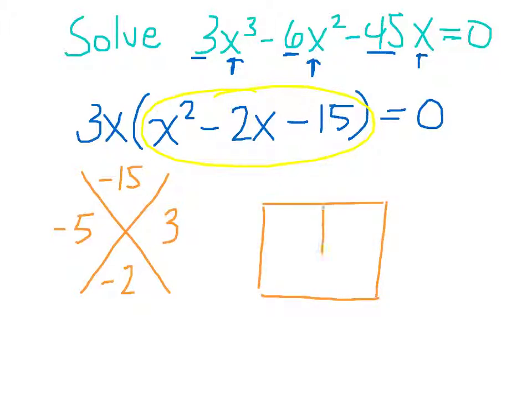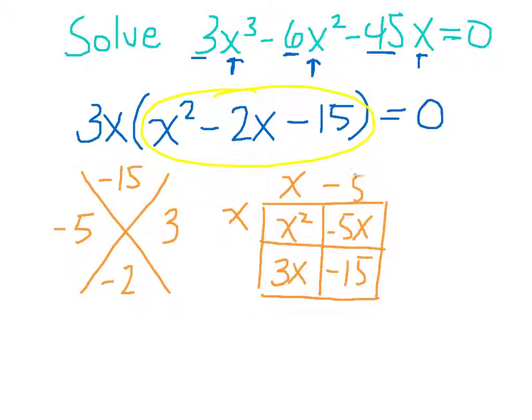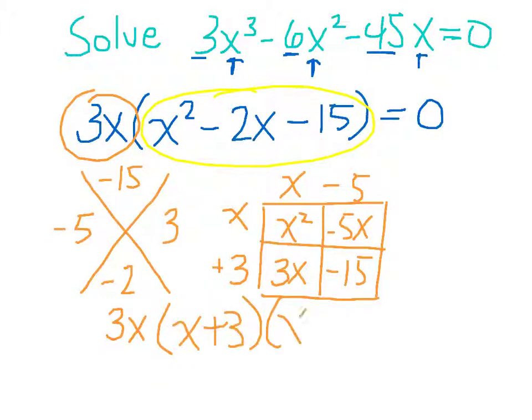Moving into my box, I'm going to have x squared minus 5x plus 3x minus 15. And when I factor that, we should get x minus 5 and x plus 3. So I'm going to write my factors, what I have now. I have 3x, that comes from the GCF, 3x times x plus 3 times x minus 5, and the whole thing still equals 0.